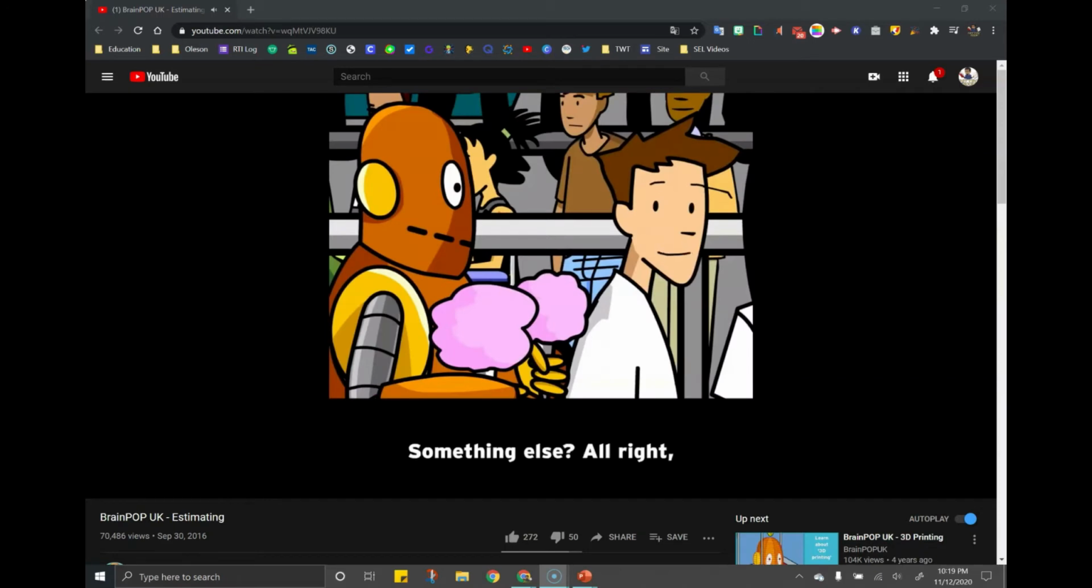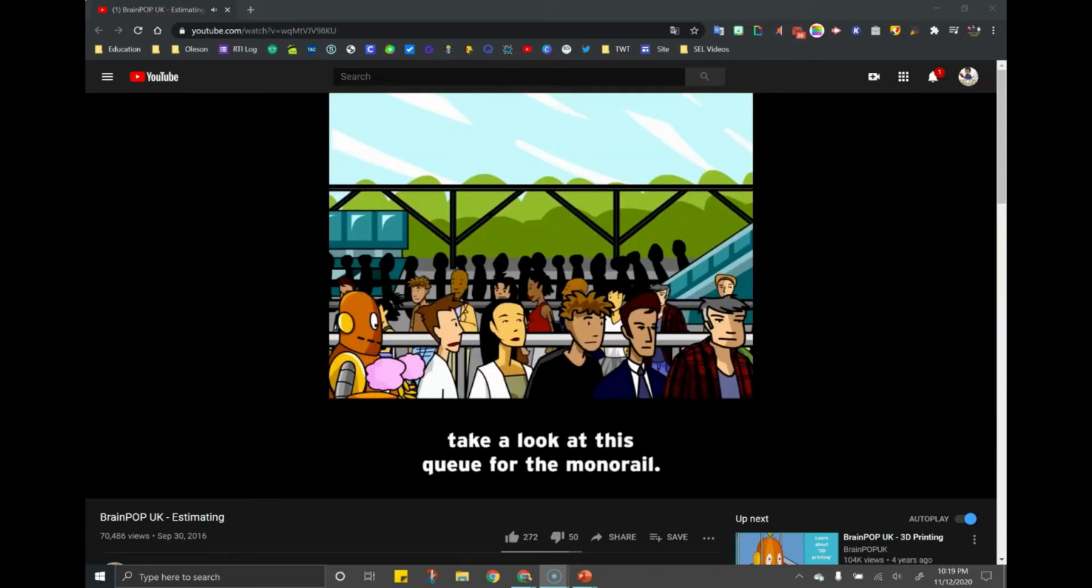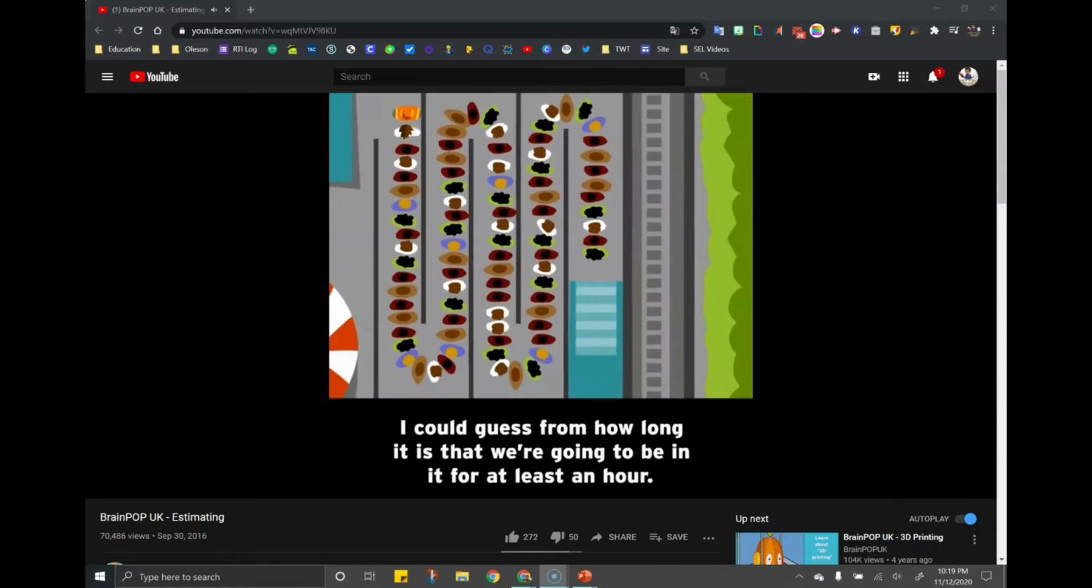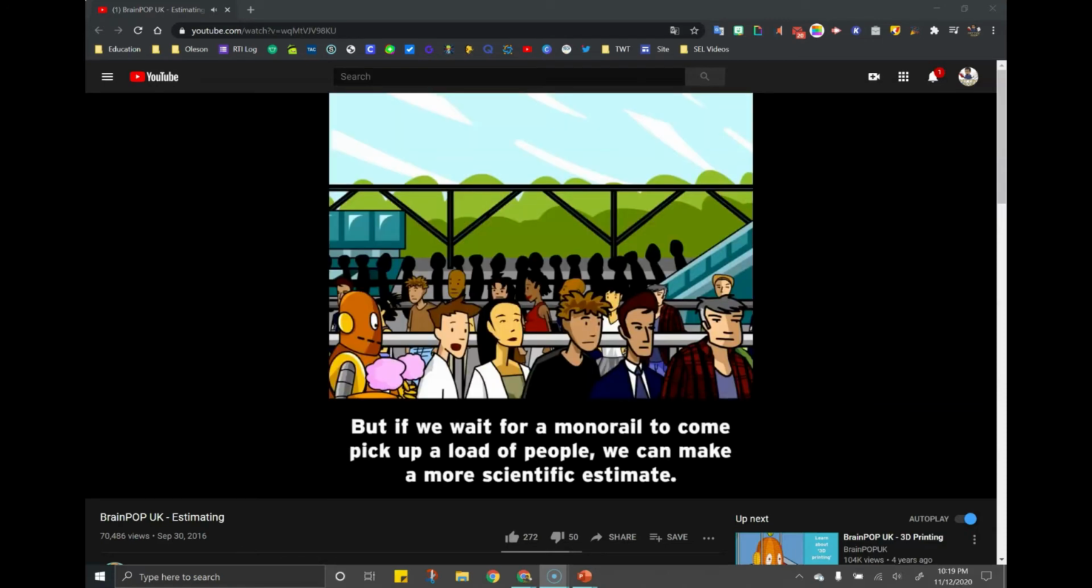Something else? All right. Take a look at this queue for the monorail. I could guess from how long it is that we're going to be in it for at least an hour. But if we wait for a monorail to come and pick up a load of people, we can make a more scientific estimate.